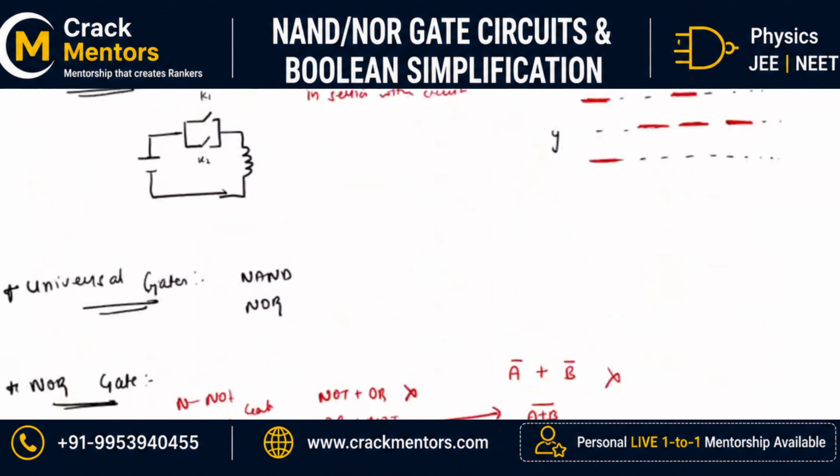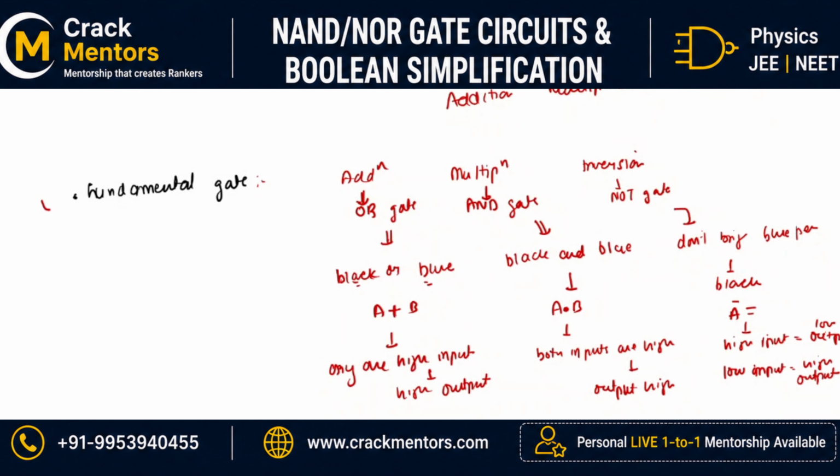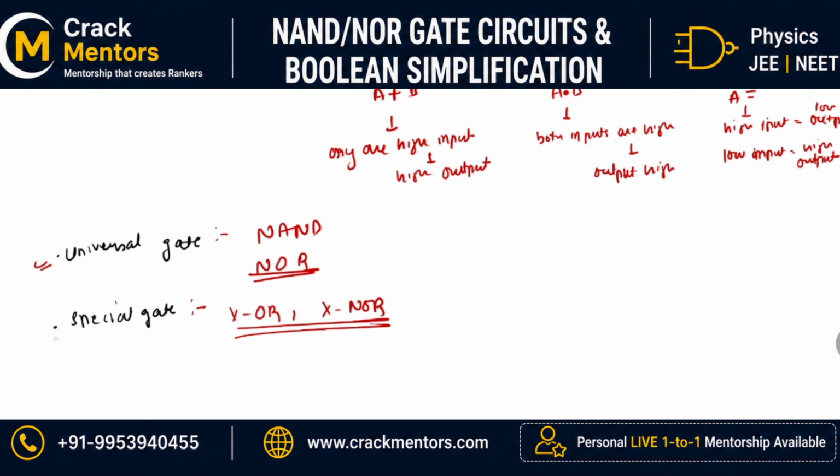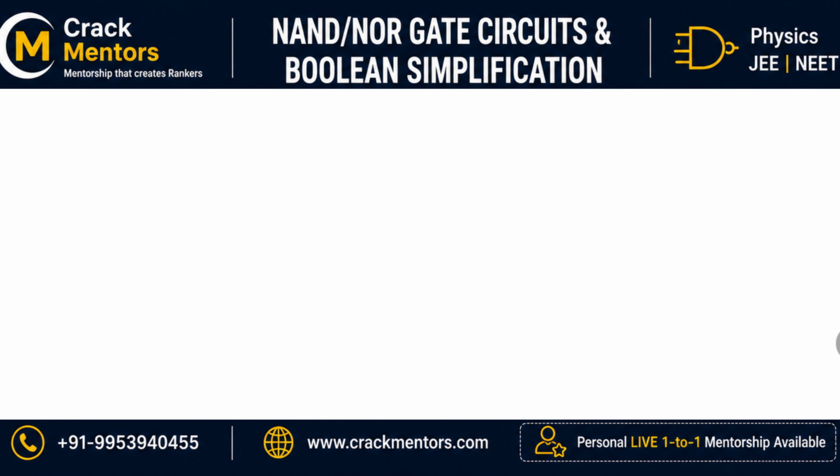With this, we are done with two kinds of gates. We are done with the fundamental gates, we are done with the universal gates. Let us now have a look at the special gates, the XOR and the XNOR. After that, we will be taking the questions. Beginning with the XOR gate. These are the special gates that I am discussing.